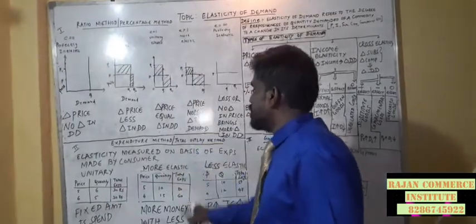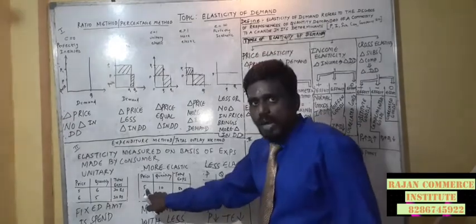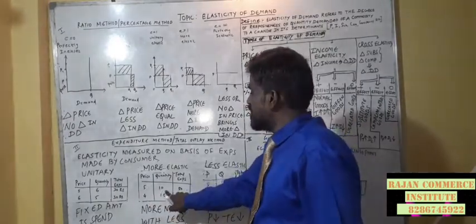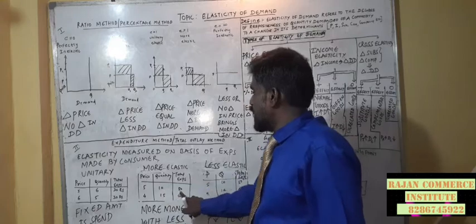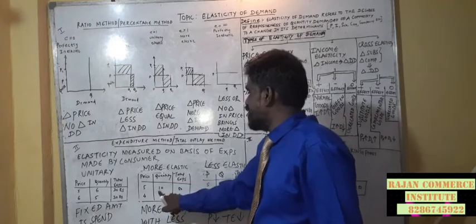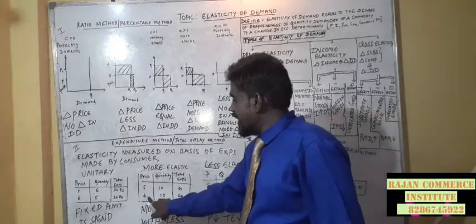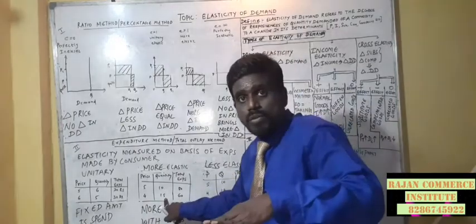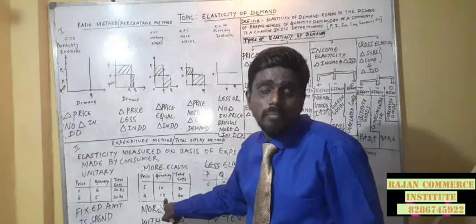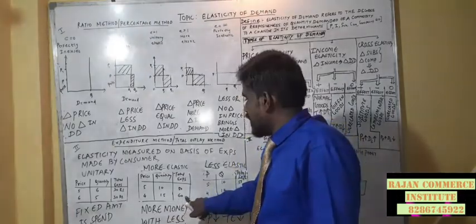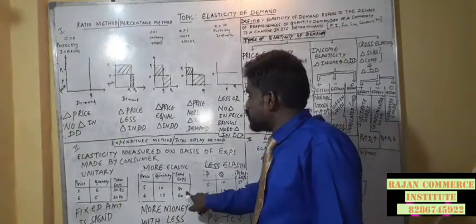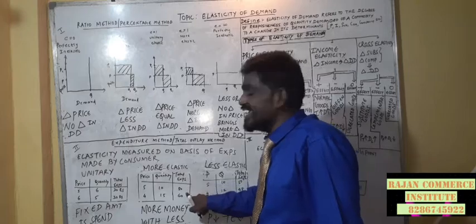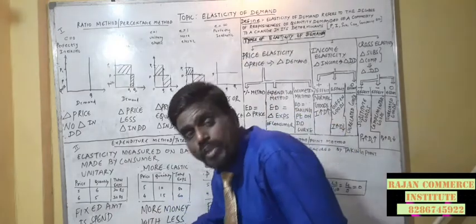Now more elastic means what? When price is 5, the consumer is purchasing 10 quantity, total expenses is what? 5 into 10, 50. When price is 4, quantity demanded is 15. Price has come down, demand is rising up. The expenditure is what? 60. That means the total expenditure has increased due to fall in price.